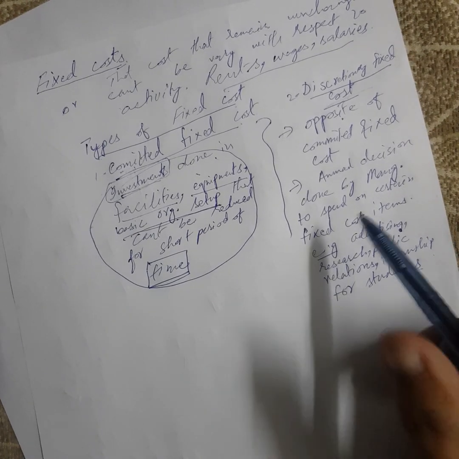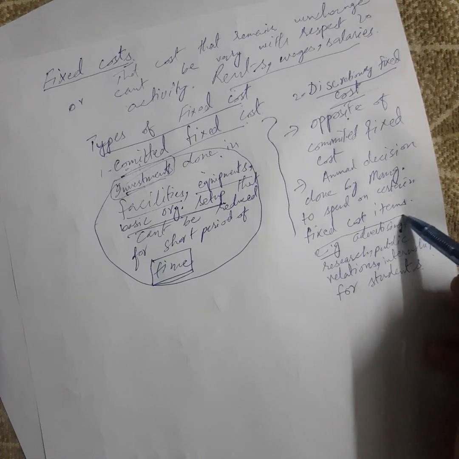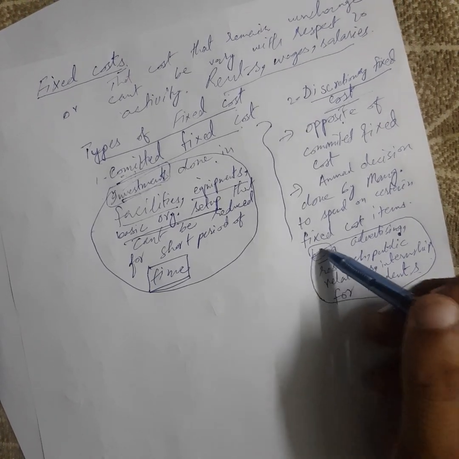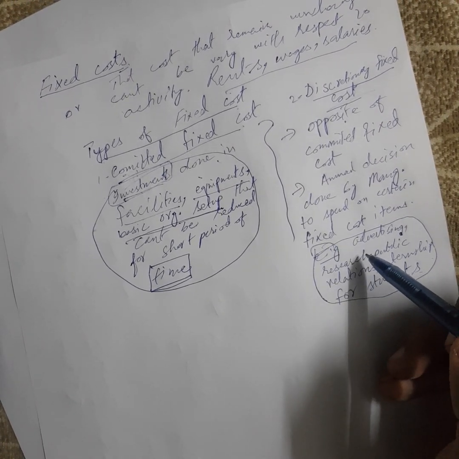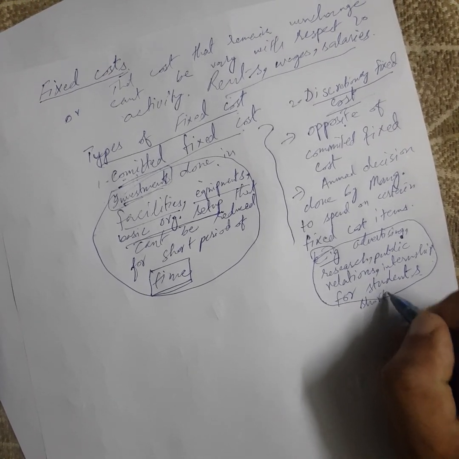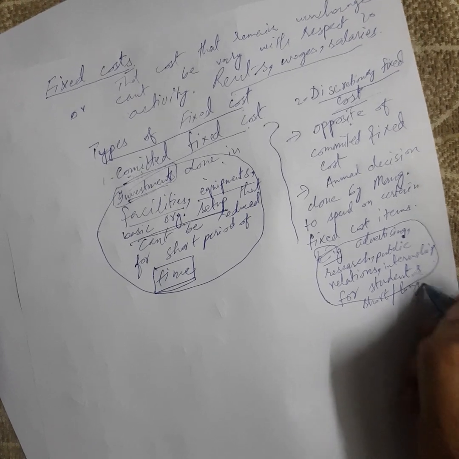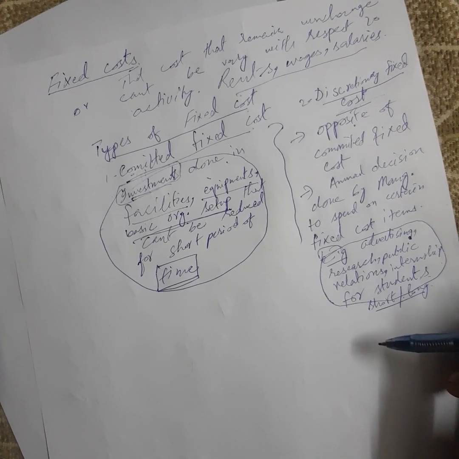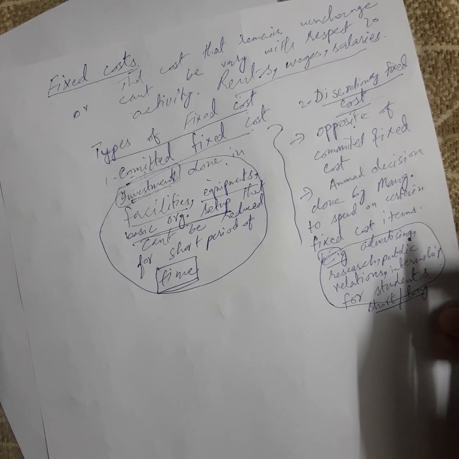So in easy words, these types of fixed cost can be reduced and increased very easily anytime. It can be a short run, a short period, it can be a long period. But in both cases, this cost can be controlled. We can reduce this cost, we can increase this cost.